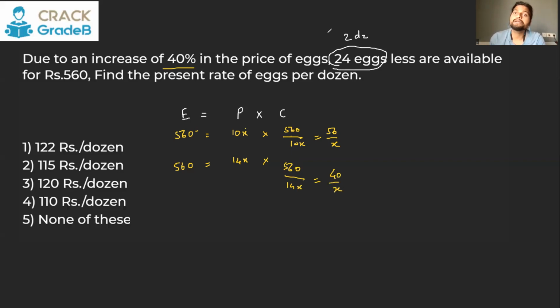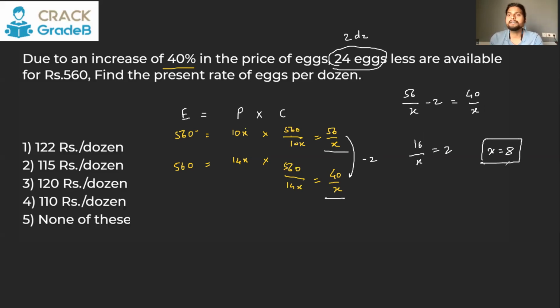So now you can buy 40 upon x dozen eggs, which is 2 dozen less. Earlier you were buying these many dozens, now you are buying these many dozens. So these are 2 dozen less than the original ones. So the equation will be 56 upon x minus 2 equals 40 upon x. So that gets us 16 upon x is equal to 2. x will be equal to 8.